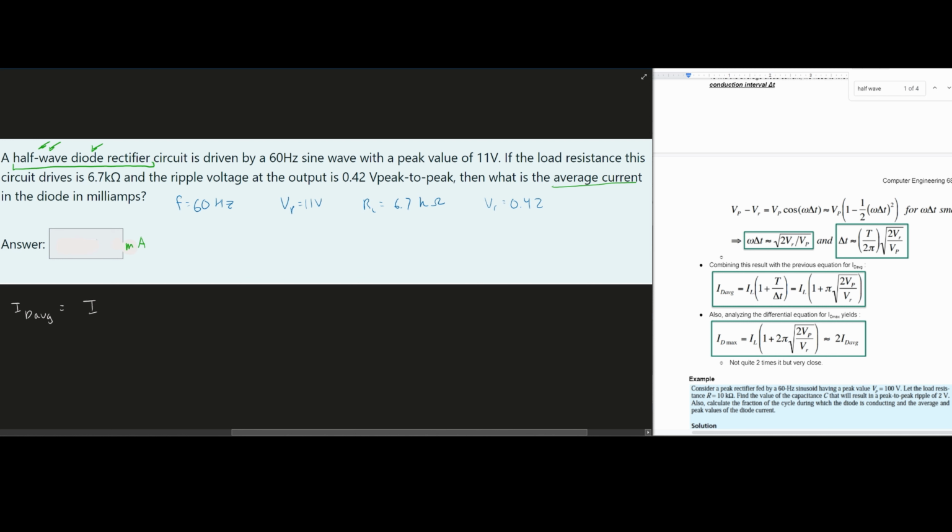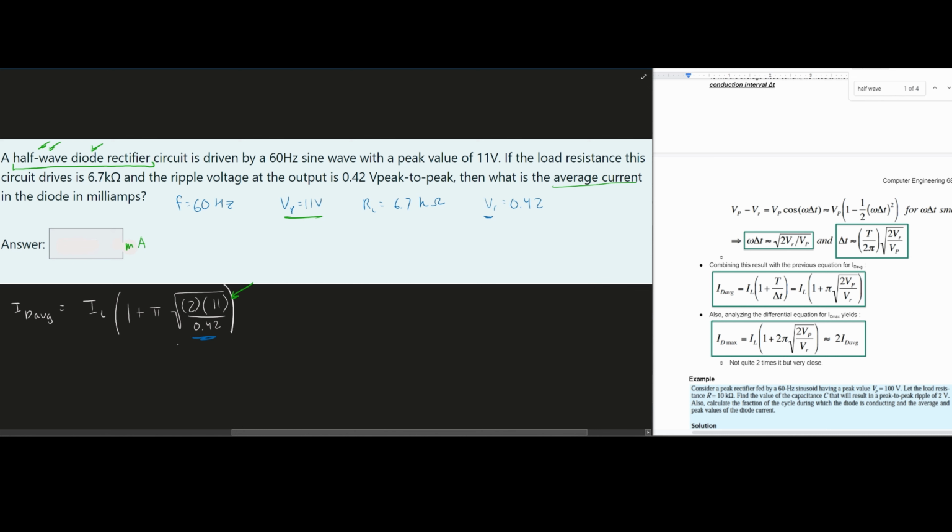So we're going to do IL, and then inside of here we have 1 plus pi times the square root, and inside of our square root we are going to have 2 times our VP, which is our peak value, 11 volts here. And then this is going to be our VR, which we know to be 0.42. So we're just plugging in values. Again, our VR is going to be this value, our VP is going to be this value, and then we can just close this parenthesis.